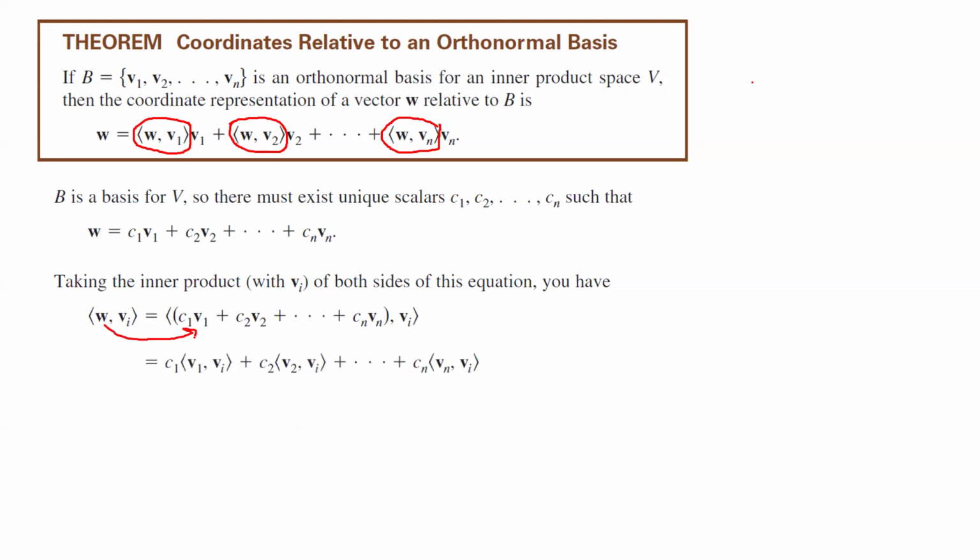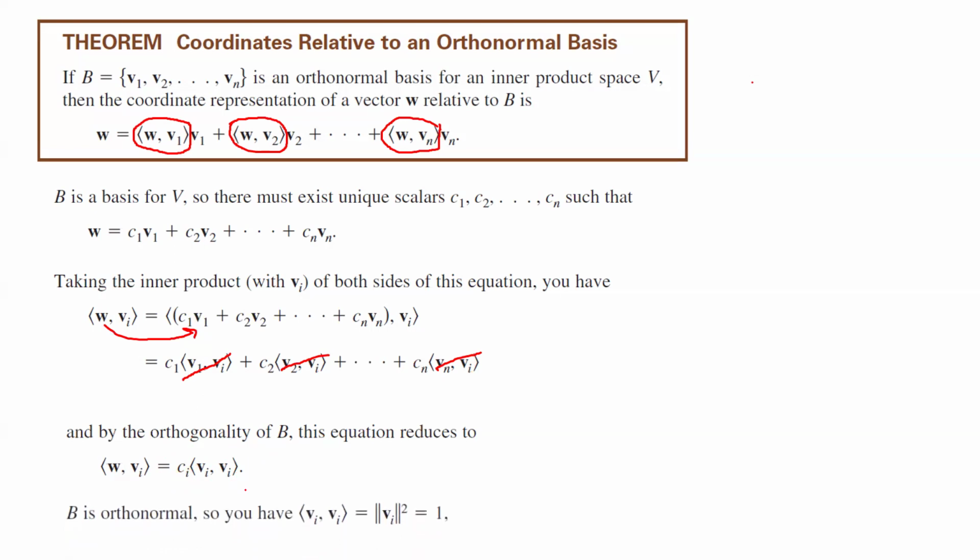And then this is equal to c1 times the inner product between v1 and vi, plus c2 times the inner product of v2 and vi, and cn times the inner product of vn and vi. But we know that since B includes orthogonal vectors, this is basically written as ci times the inner product of vi and vi, because all of the others become zero. The only non-zero quantity is ci times the inner product between vi and vi.